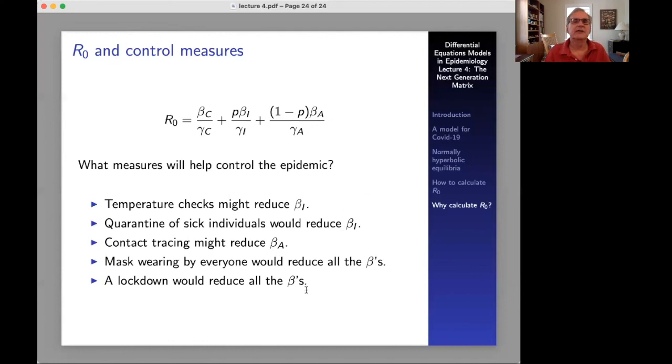What about a lockdown, the most desperate measure of all, telling everybody to stay home? Not everybody will, but a lot of people will. Lockdowns reduce all the betas. They reduce average numbers of contacts across the population. So you can look at the numbers and see what you might get out of all these measures and see whether you're succeeding in getting R naught below 1. See what you need to do to get R naught below 1.